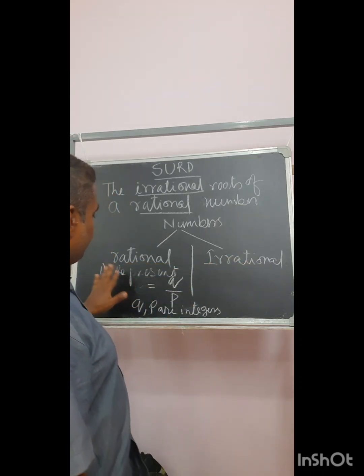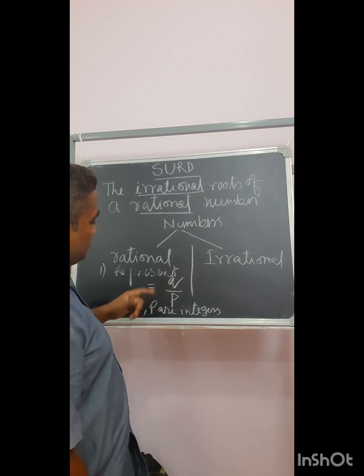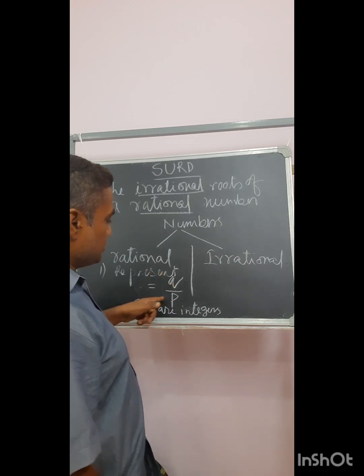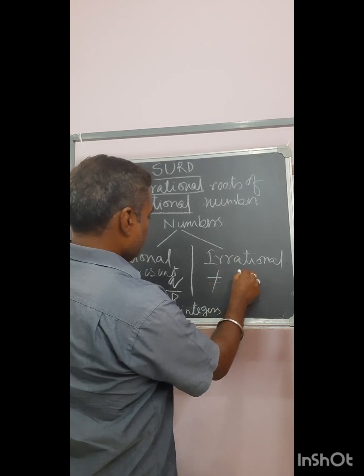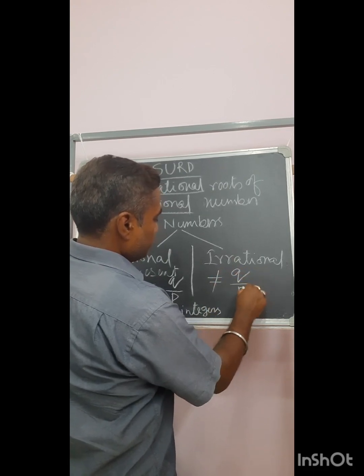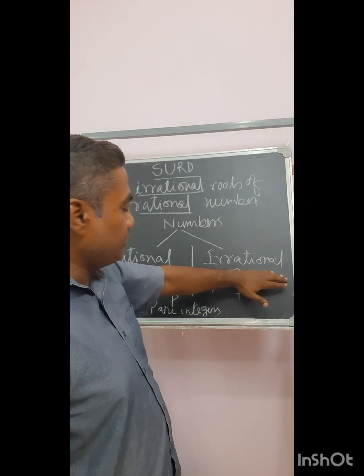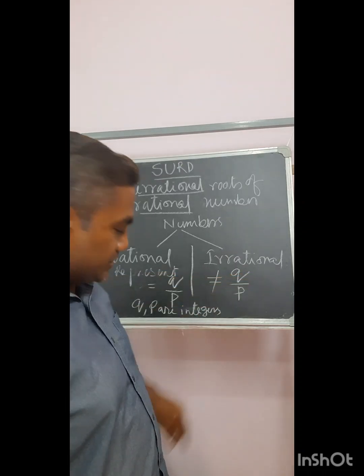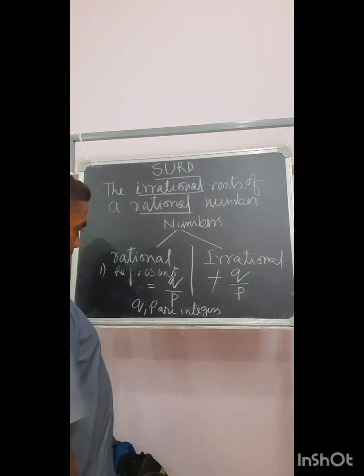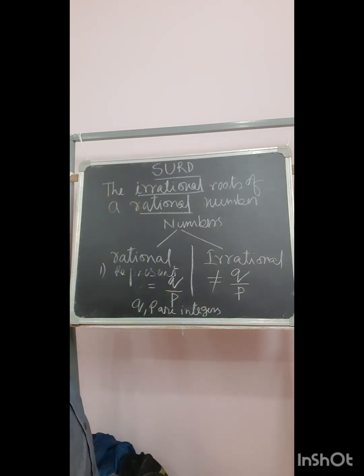So if this is the definition of a rational number, where I can represent a number as a ratio of two integers, that should not be a property of an irrational number. That means I cannot represent any irrational number in the form of a ratio of two integers. That cannot be possible. The condition is the same, that p and q are integers.